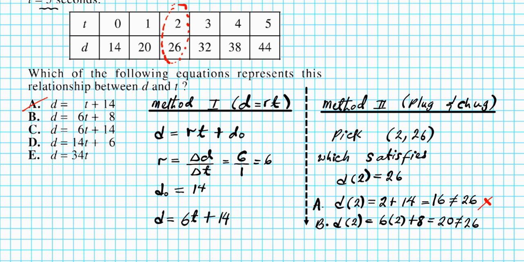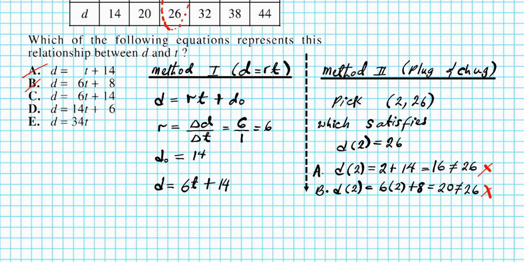So that's another fail. Option B is not correct. Option C we already determined is the correct answer, so hopefully it works here. Option C, what is d of 2? d of 2 is 6 times 2 plus 14. The goal is to get 26. 6 times 2 is 12, 12 plus 14 is 26. That is equal to 26. Perfect. This is your correct answer.